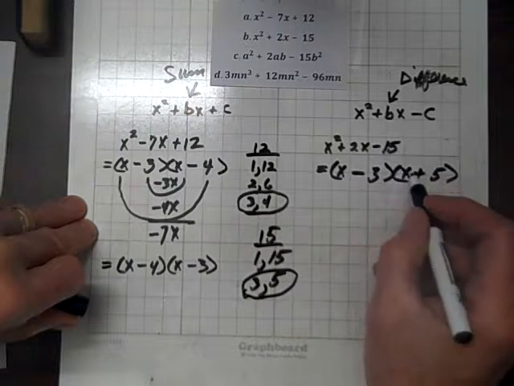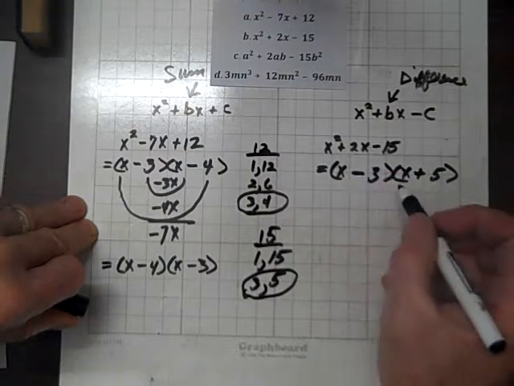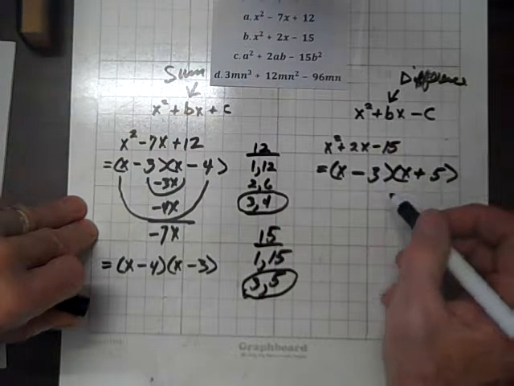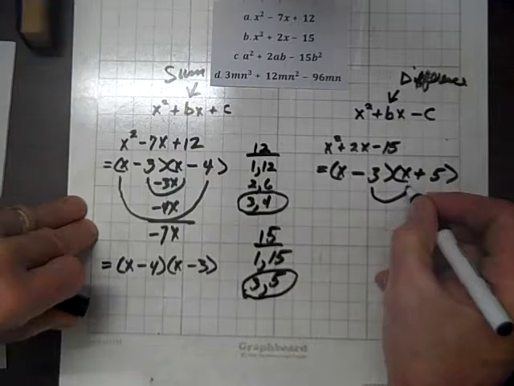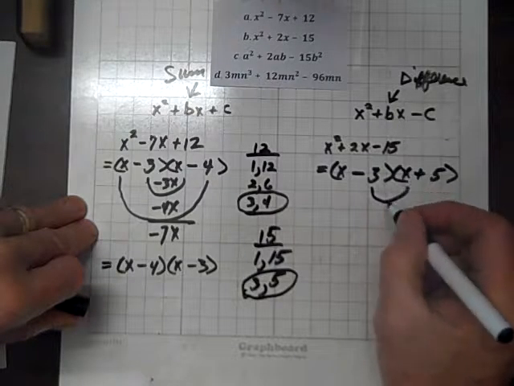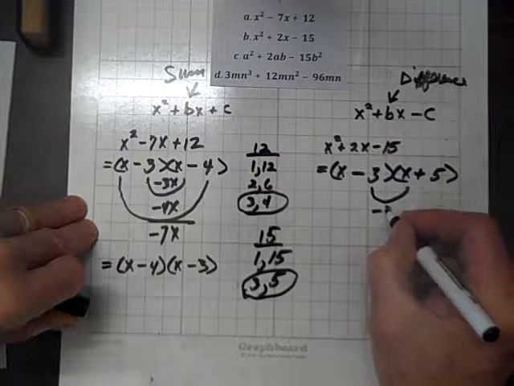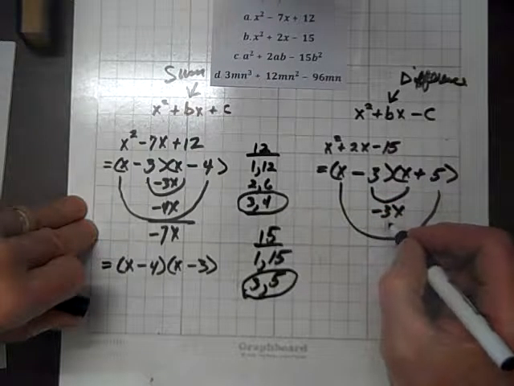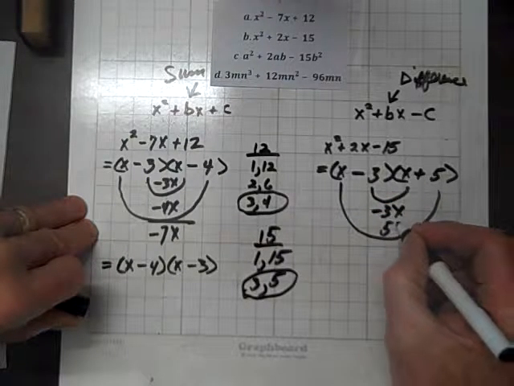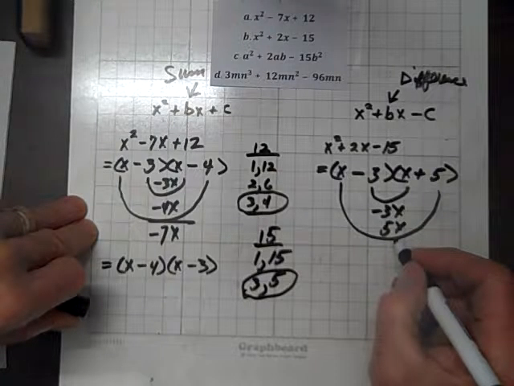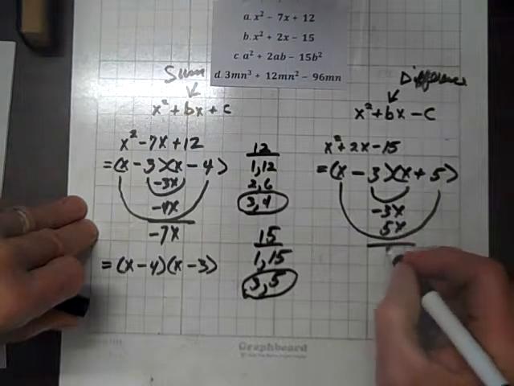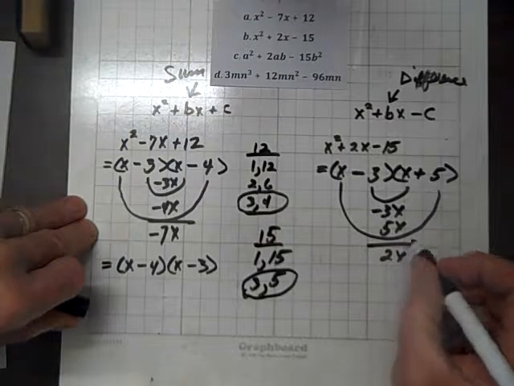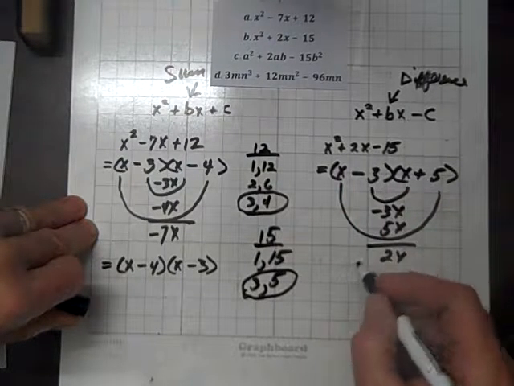First of all, x times x is x squared. Negative 3 times 5 is negative 15. And here we get the product of negative 3 and x is negative 3x. The product of x and 5 is 5x. And when we sum these, they have a difference of 2x. And that's what our middle term is.